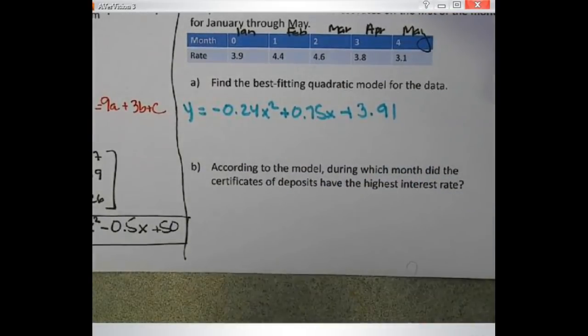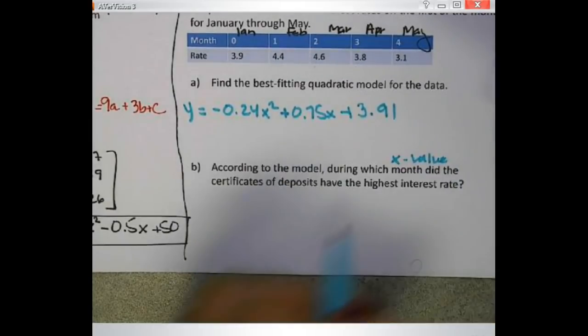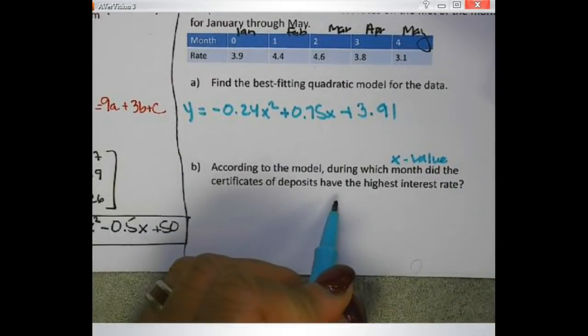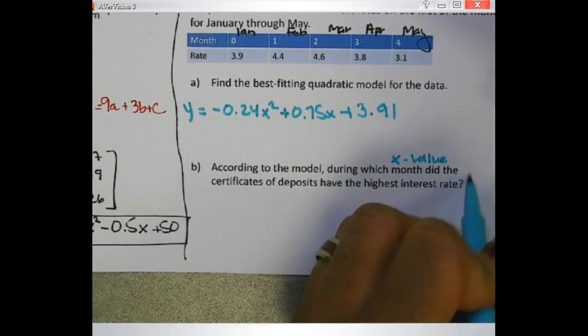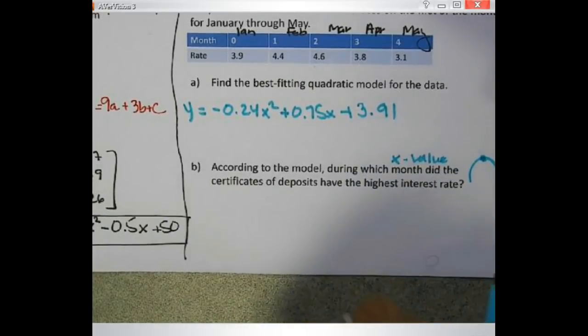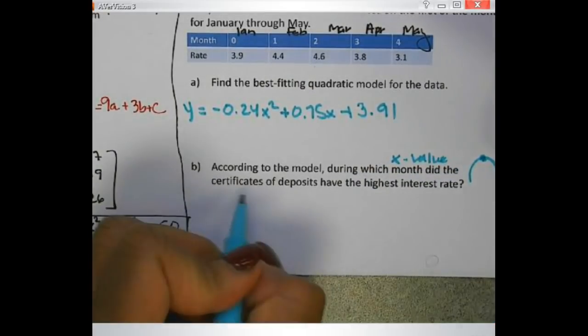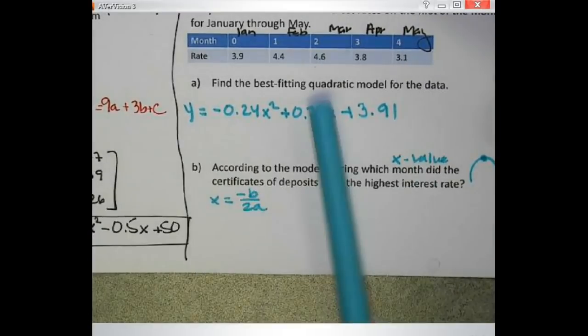when it says which month, in my mind it triggers, I'm looking for an x value. Did the certificate deposits have the highest rate? That's making me think of, it opens down because it's negative. I want the x part of the vertex. Well, that's the same formula as the axis of symmetry. X equals negative b over 2a.